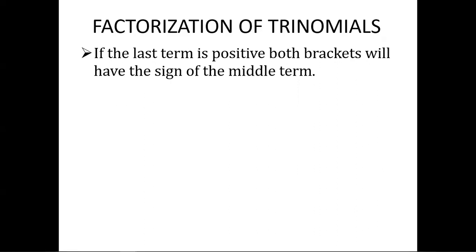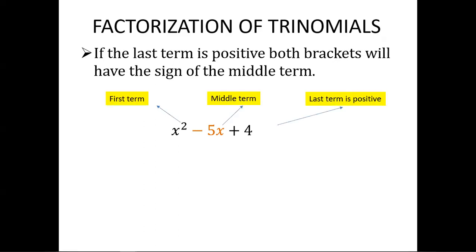For instance, if I give you x squared minus 5x plus 4, note that the middle term is negative 5, and the last term is positive. The fact that the last term is positive means that the brackets will take the sign of the middle term. Hope that makes sense. We have the first term, the middle term, and the last term. And since the last term is plus 4, this is what you're going to do.